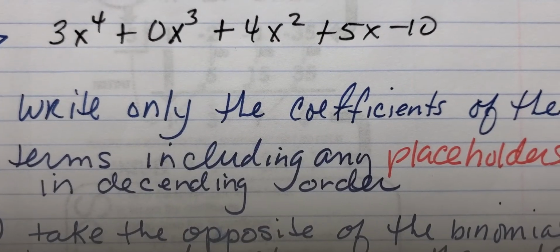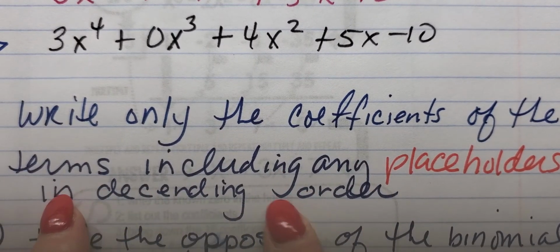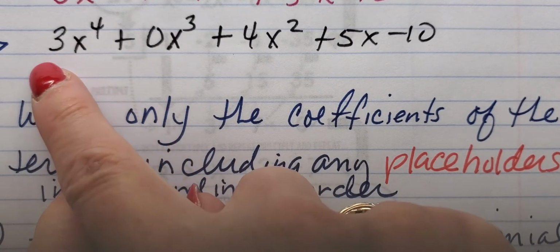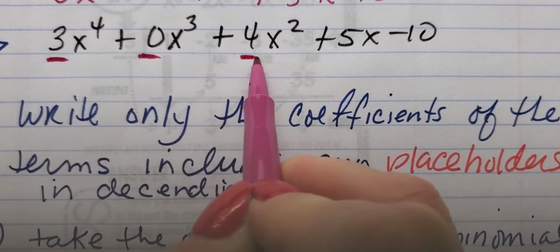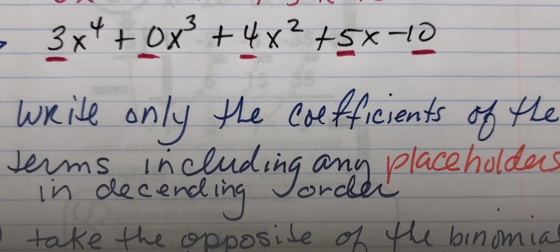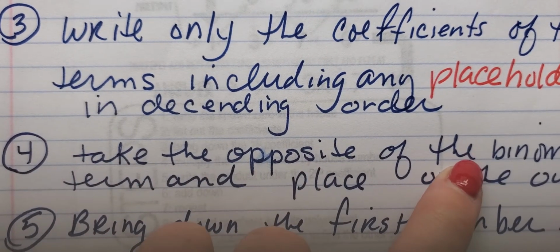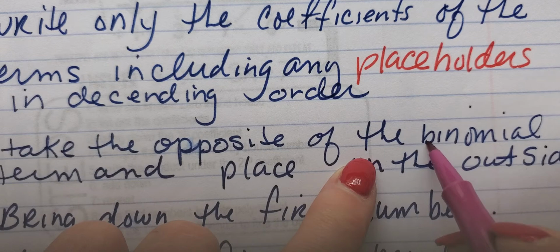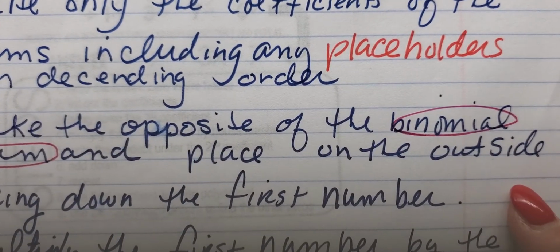Okay, third thing you're going to do is you're going to write only the coefficients of the terms, including any placeholders in descending order. In other words, we're just going to write the coefficients. These are coefficients. It's the numbers, and that is also a number. Okay? So we're not going to deal with the x's. We're only going to deal with the numbers, and we're going to put those in descending order. Fourth step is to take the opposite of the binomial term. Okay, and I'm going to show you what I mean by the opposite of the binomial term and place it on the outside.